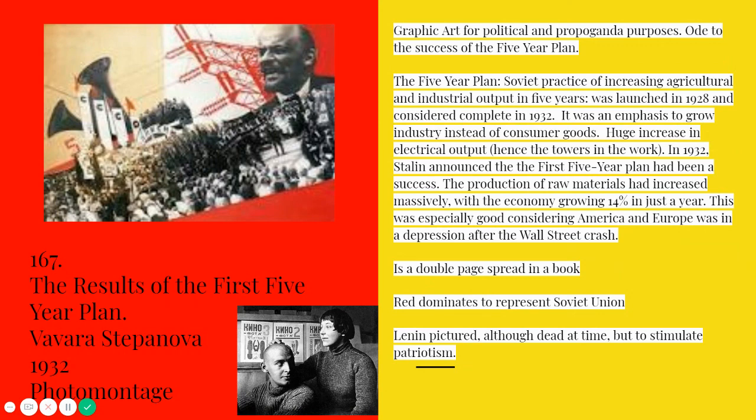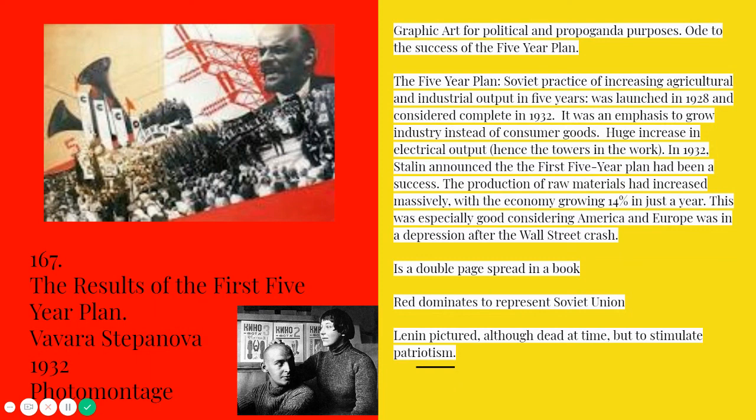During this time, because we're a growing industry, making factories and all this stuff, there was a huge increase in the electrical output. And at the end of the 5-year plan in 1932, Stalin had announced that the 5-year plan had been a success. And actually, statistically, after the 5-year plan, Russia's industrial output went from 15% to 44%. So statistically, it was a huge growth for the country at the time.